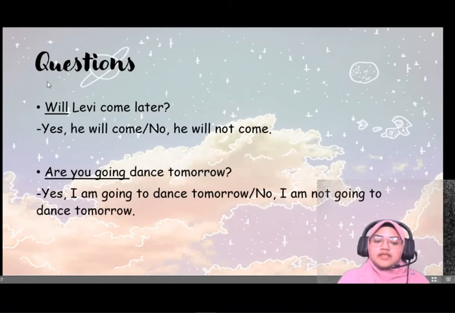As for questions, you add the verb will in front. So, will Levi come later? So you are asking a question. When you are asking questions, the future tense will be in front. Will Levi come later?